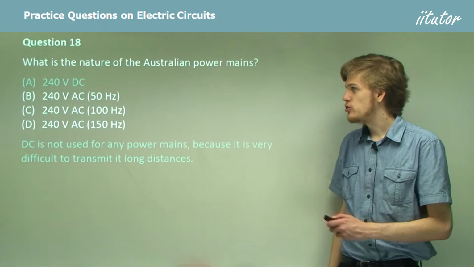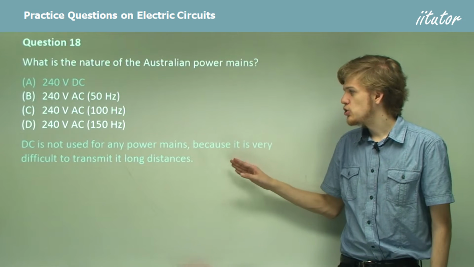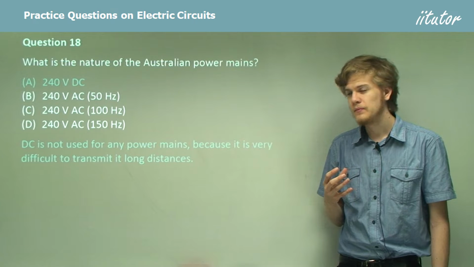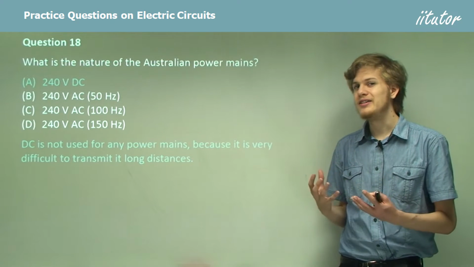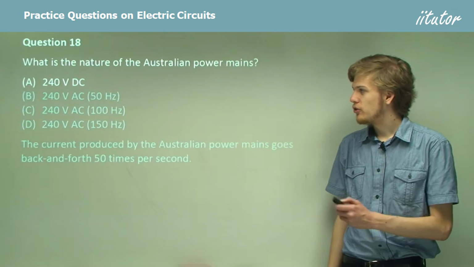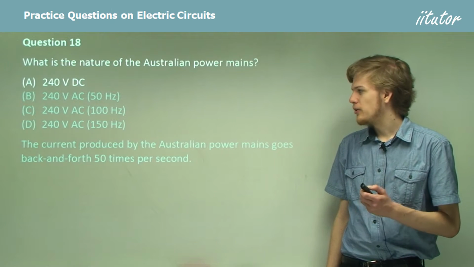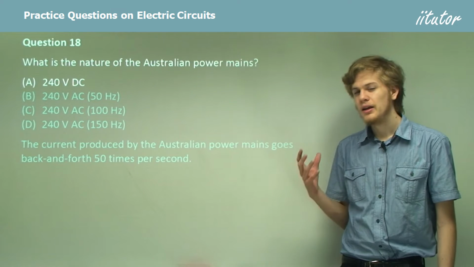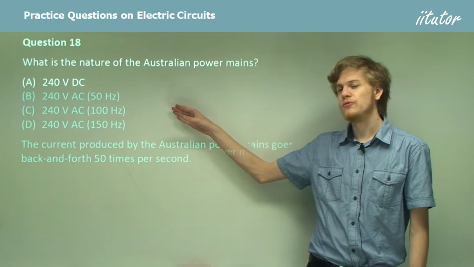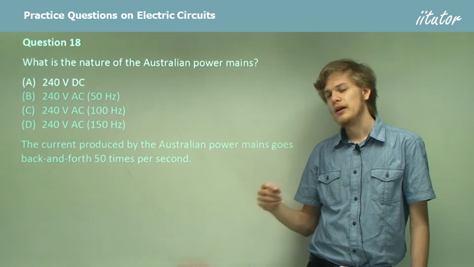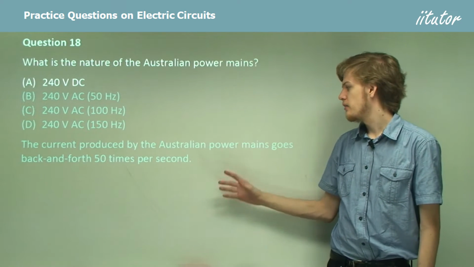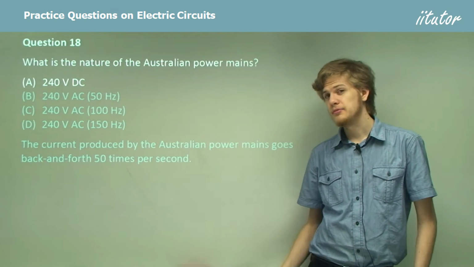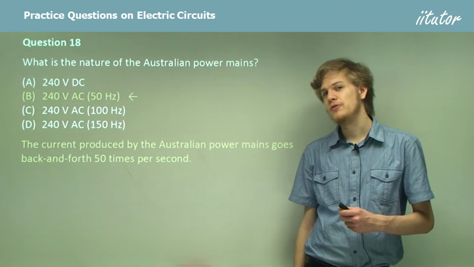So right away I'll tell you that it's not going to be DC. DC is not used for any power mains because it's very difficult to transmit at long distance. You always lose more energy than it's worth. So out of these three, what we have to figure out is what frequency the generators transmit at. In other countries, they sometimes transmit at different frequencies. In the Australian power mains, the AC power source moves back and forth 50 times a second, which means that we have a 50 Hertz power supply.